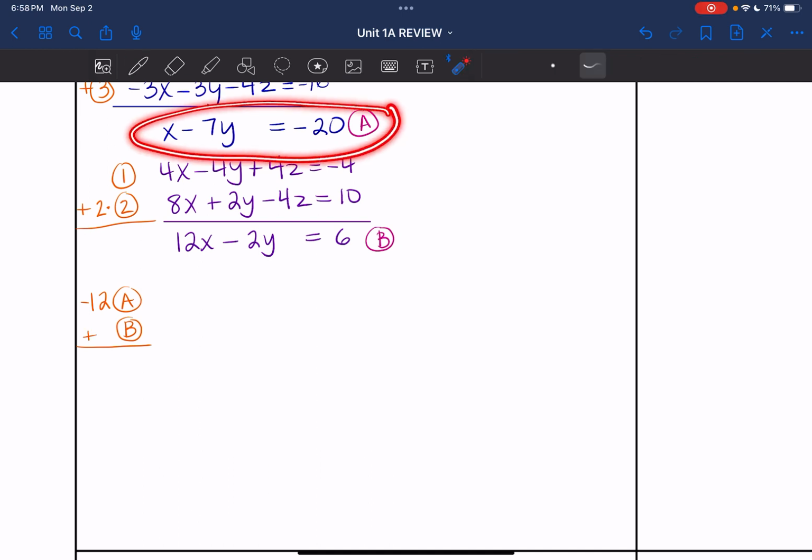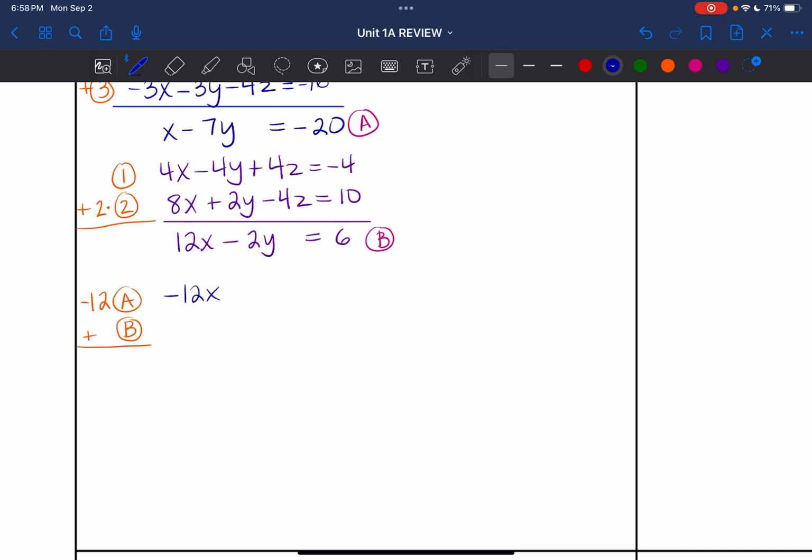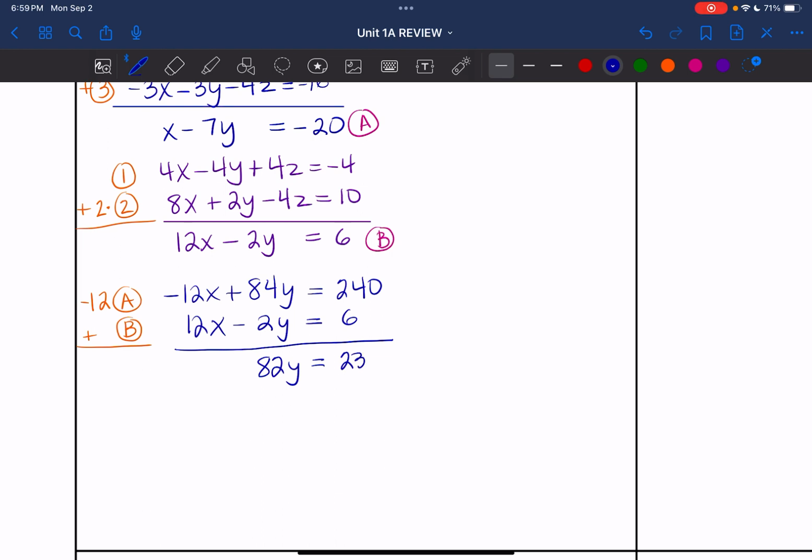Okay, so this equation right here, if I multiply everything by negative 12, it's going to become negative 12x. Then the double negative is going to make this a positive 84y equals, then again, another double negative is going to make this a positive 240. And then equation B, we're just going to leave as is. I'm just rewriting it. Okay, now let's add these together. Those x's will get eliminated, and I'm left with 82y is equal to 234.